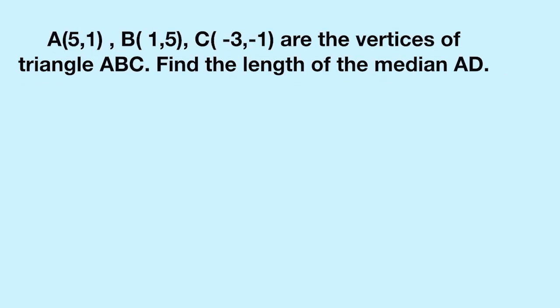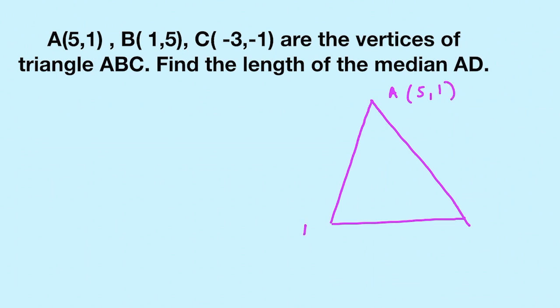Now we have the next question. Given the vertices of a triangle, we have to find the length of the median. What is a median? A median is the one which divides the opposite side into two equal parts. 5 comma 1. So here we are going to use the midpoint formula as well as the distance formula.